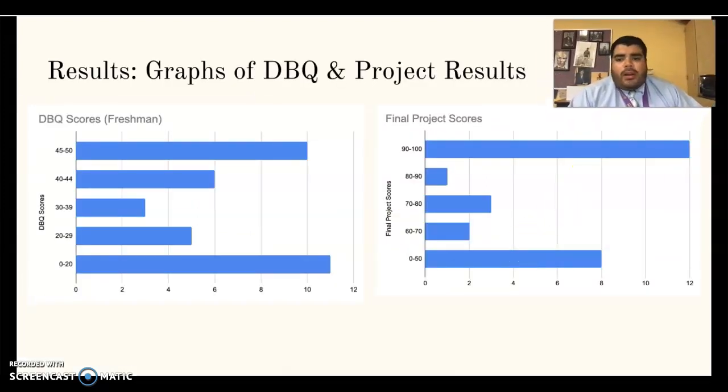And here are the results of my DBQ and final project. On the left side, I have my freshman DBQ scores. As you can see, I had a majority of failing students, 0 through 20 and 20 to 29, and I'll go into more explanation momentarily into why that was. And a fairly large amount of A's and B's, 45 to 50. So I had more A's and B's compared to F's and D's. For the senior final project, I had more passing grades, more 90s to 100s, and a fairly large amount of 0 to 50s as well. I'll also explain that momentarily.